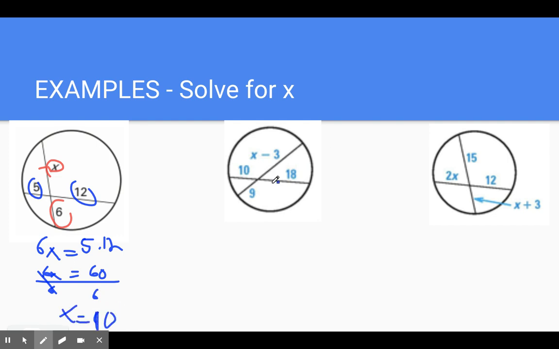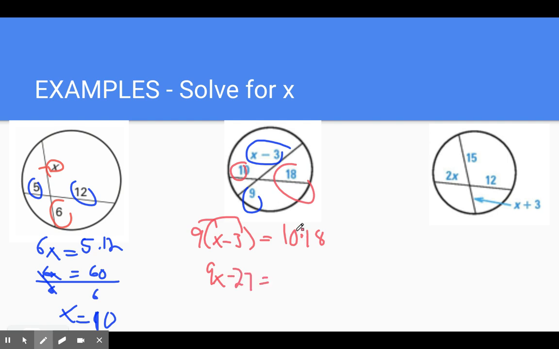Here, these two multiplied are equal to these two multiplied. So that would become 9 times x minus 3 equals 10 times 18. Right here, we have to distribute. 9 times x gives you 9x. 9 times negative 3 gives us negative 27. And 10 times 18 is 180. So we're going to add 27 to both sides. That gives us 207. Then we divide both sides by 9. I don't know what 207 divided by 9 is off the top of my head, so use a calculator. 207 divided by 9 gives us 23. That means x is equal to 23 in that one.